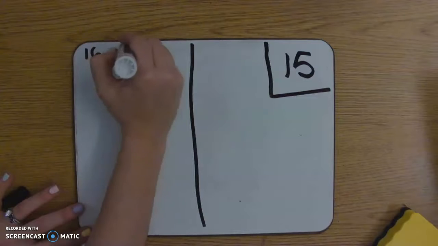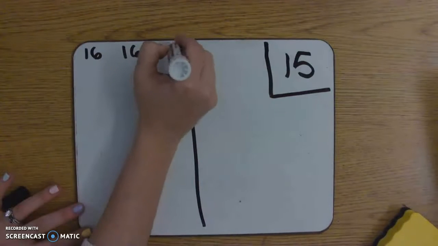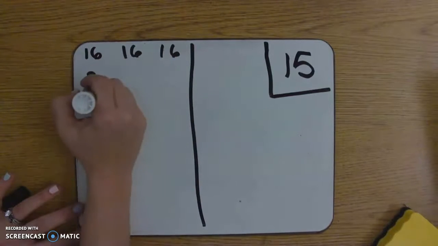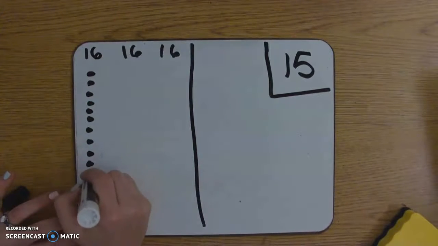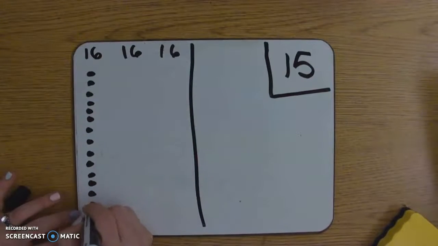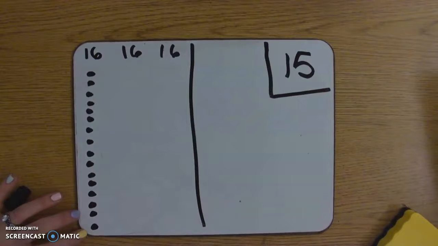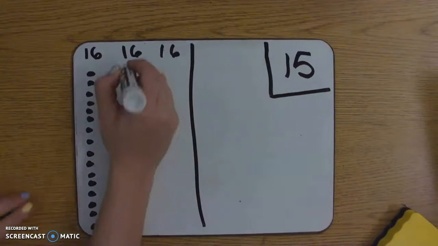So I know that there's 16, 16, and 16. 1, 2, 3, 4, 5, 6, 7, 8, 9, 10, 11, 12, 13, 14, 15, 16. Ooh, good thing I started over. There's no way I would have fit them all before.